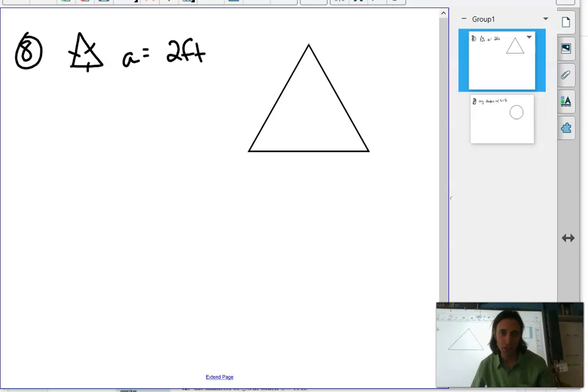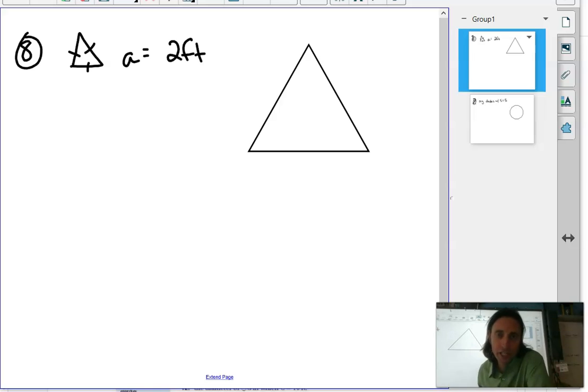Hey there, geometry students. I'm going to go over problems 8 and 9 in section 10.2. This is page 691. And these are some of, honestly, the more challenging problems in all of geometry. And it's finding the area of regular polygons.